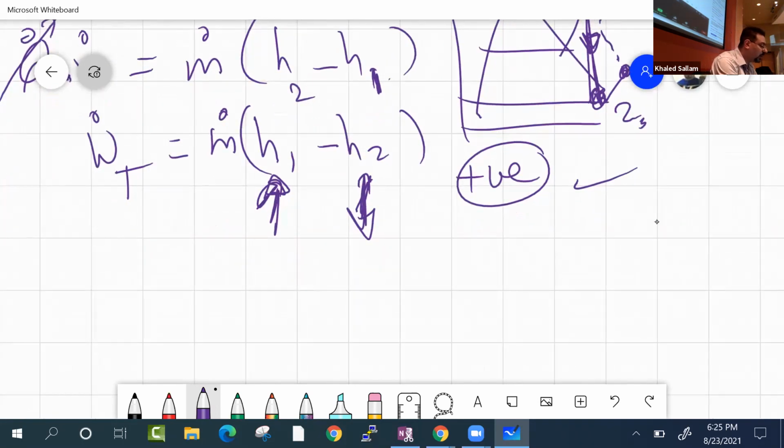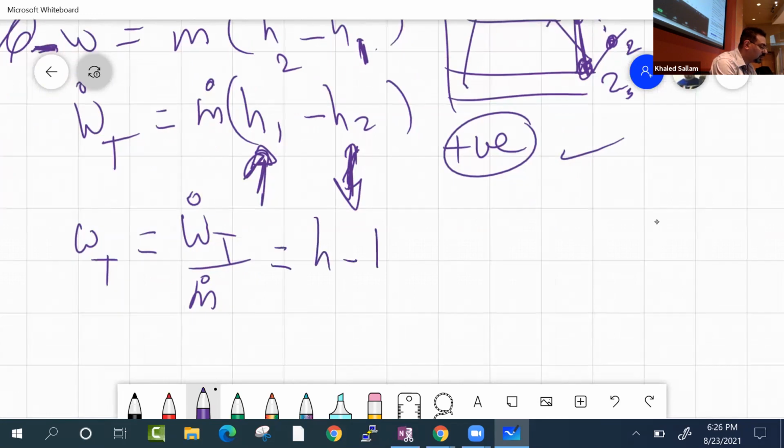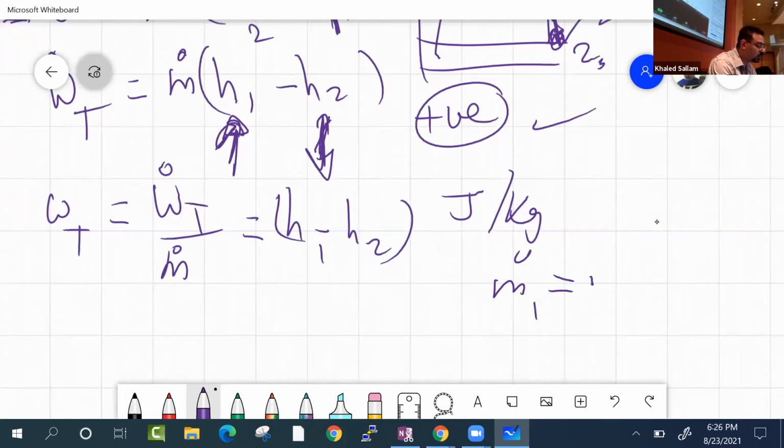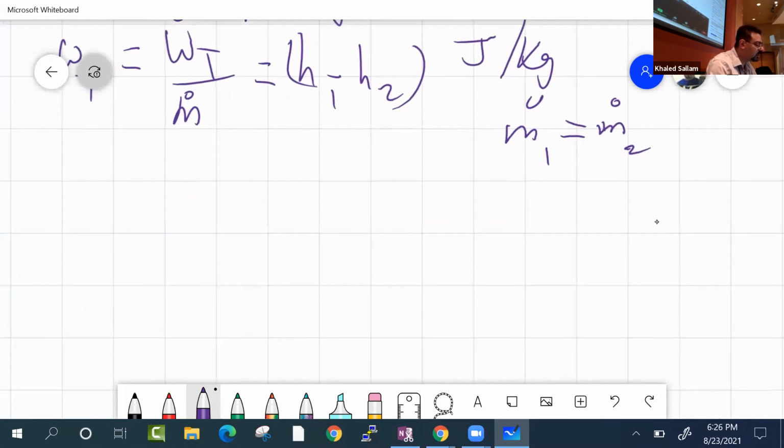And same thing, you can calculate the specific work turbine, which is work turbine over m dot, and it becomes H1 minus H2. Unit is joule per kilogram. Which m dot doesn't matter in this case because m dot 1 equals m dot 2. What? You just said that sometimes it's not the same.